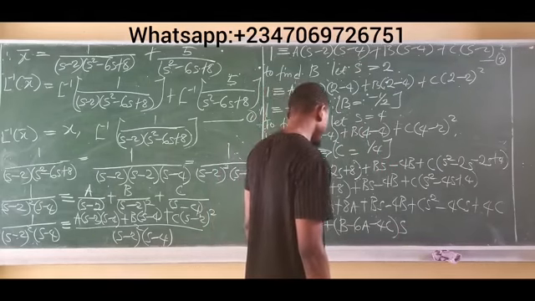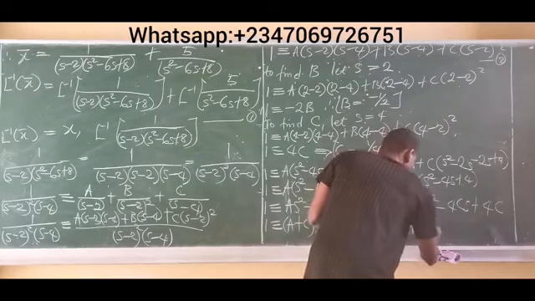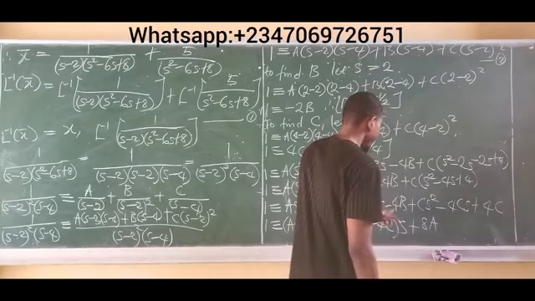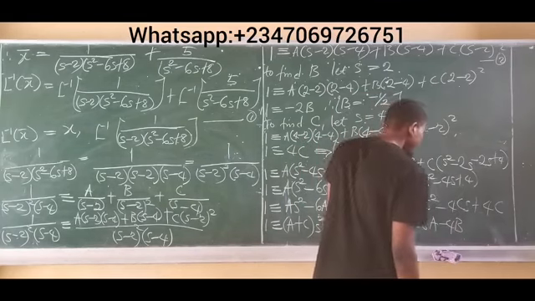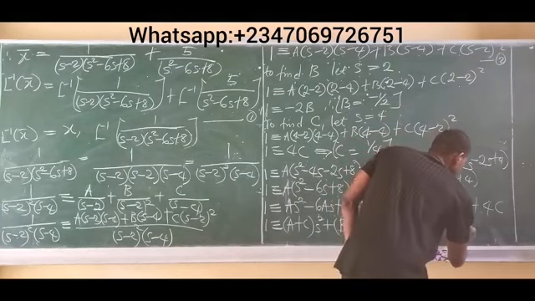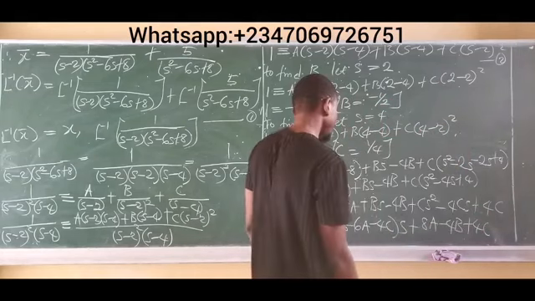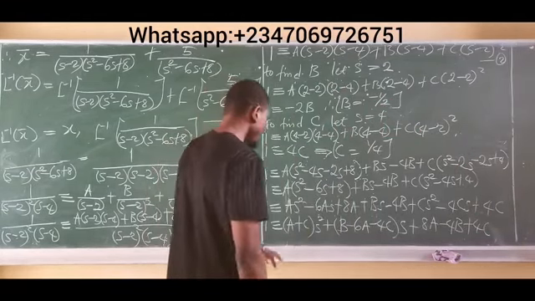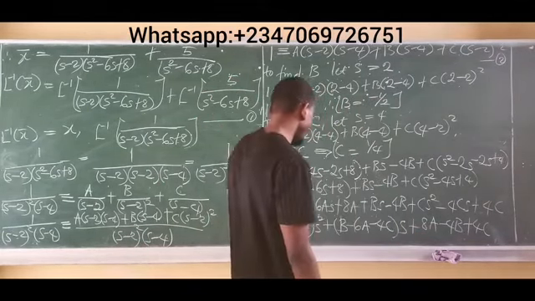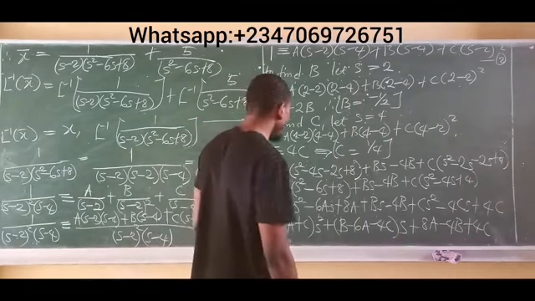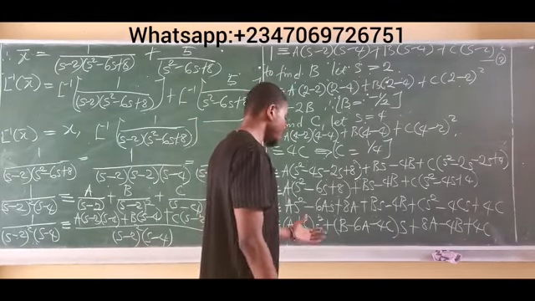Finally, let's pick the constant terms. I have plus 8a here, I have minus 4b, and I have plus 4c over here, and those are the constant terms. So these are terms with x squared, these are terms with x, and these are the constant terms. With this now, we can find the value of a using comparing coefficients.